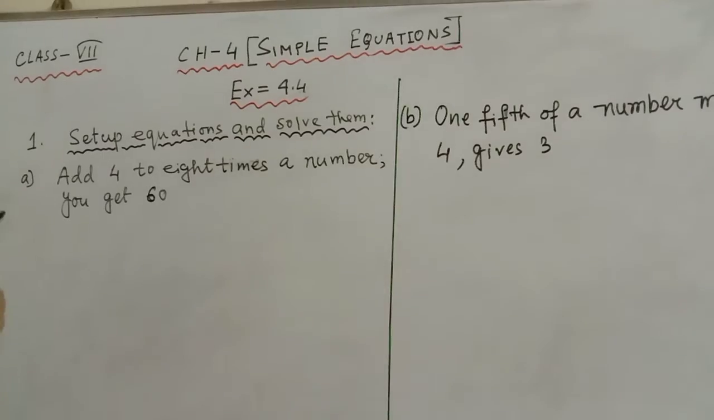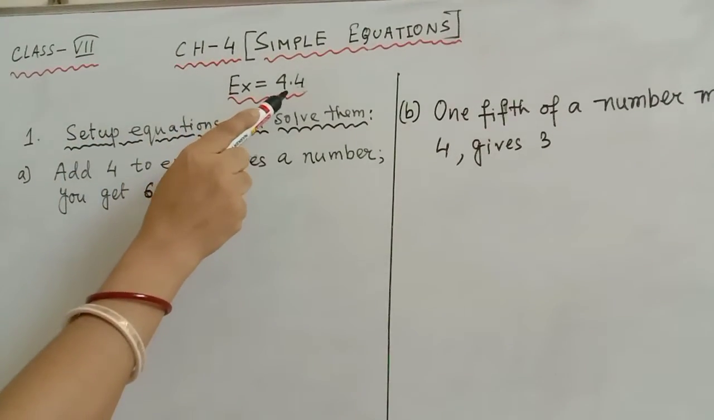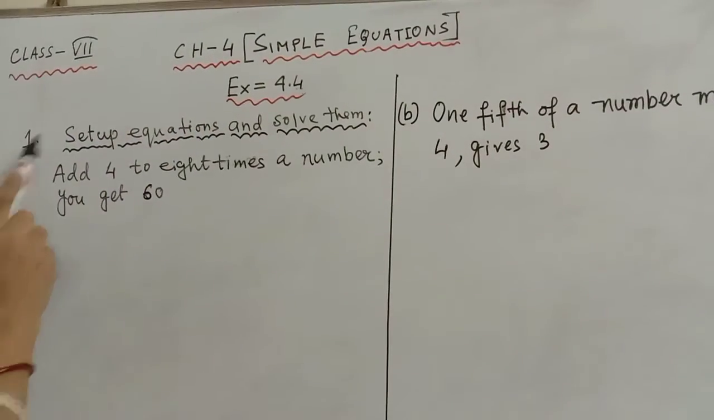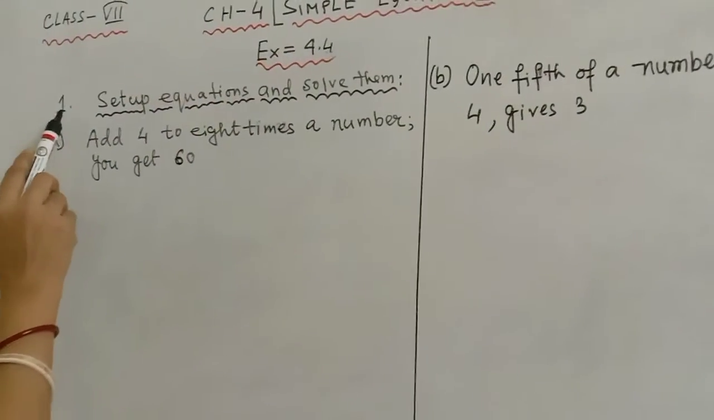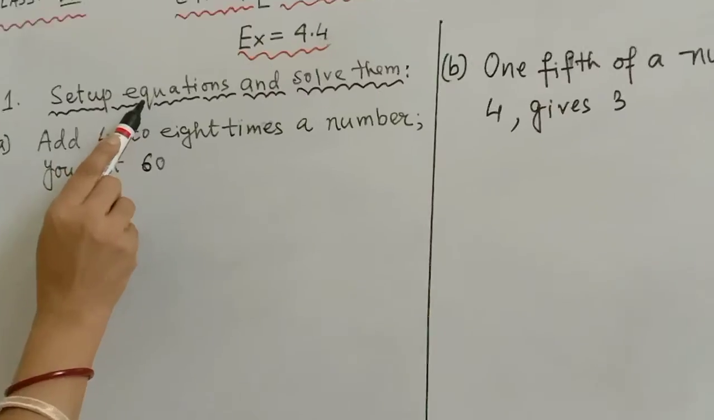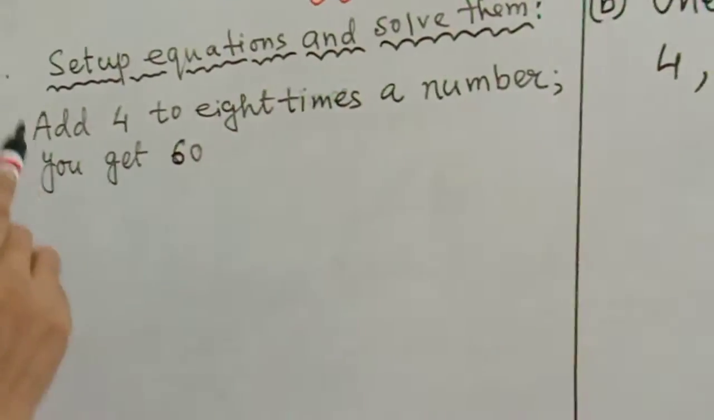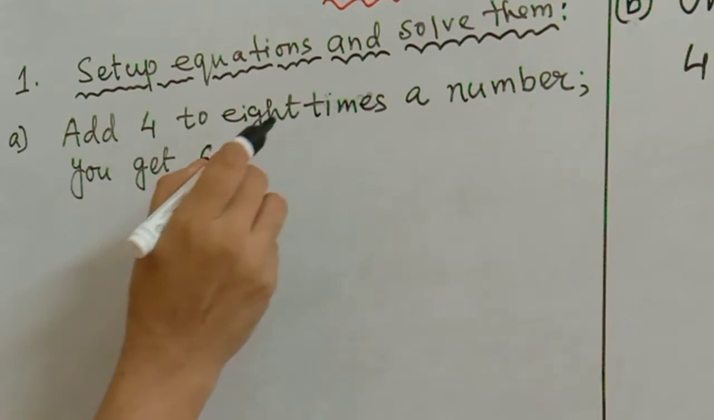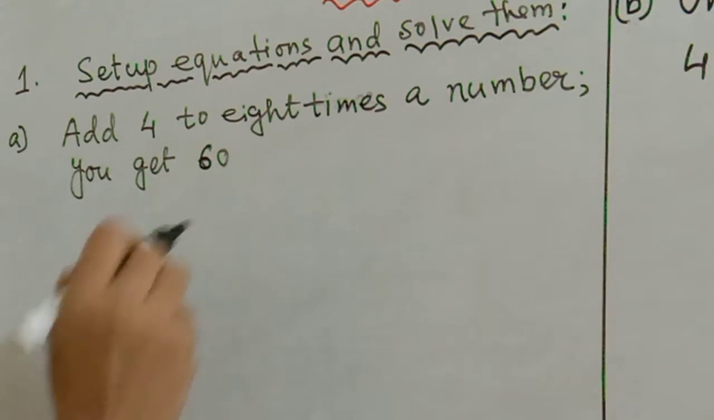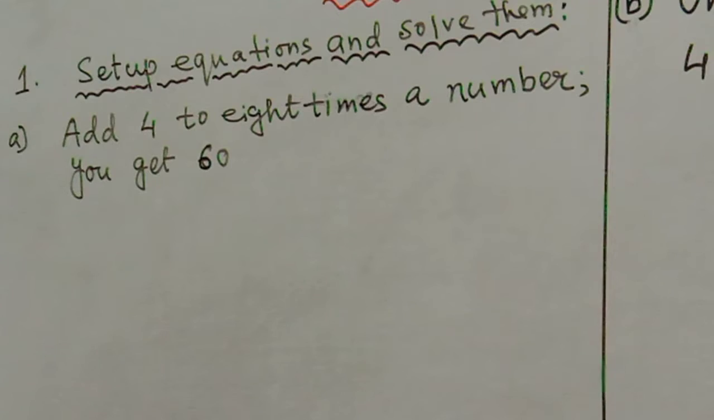Today we will do exercise 4.4 question number 1 from chapter 4, simple equation. Question number 1: set up equations and solve them. You will get a few sums here. You have to find the equation and then find the solution of the equation.